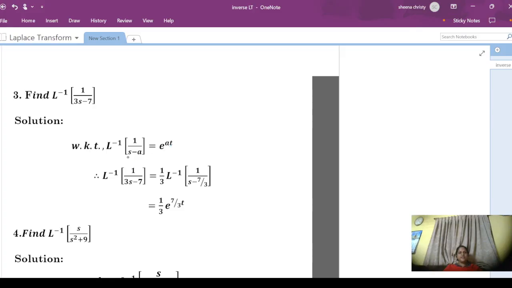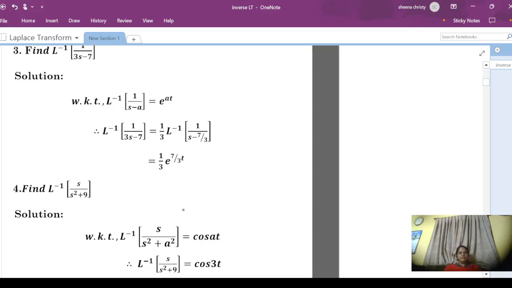In the place of s, we are having 3s here. So taking 3 common as a constant, it will give you 1 by 3 into 1 by s minus 7 by 3. Therefore, in the place of a, you are having 7 by 3. So by making use of this formula, 1 by 3 e power 7 by 3 into t.